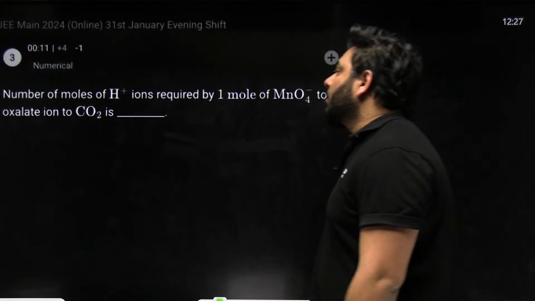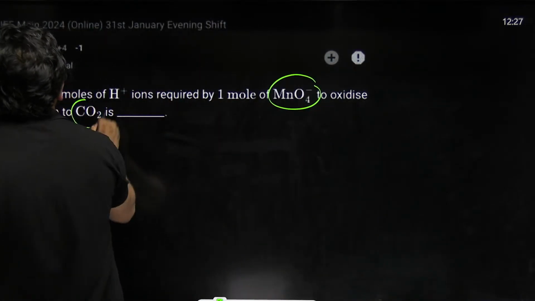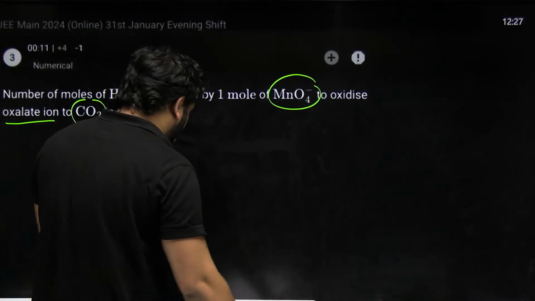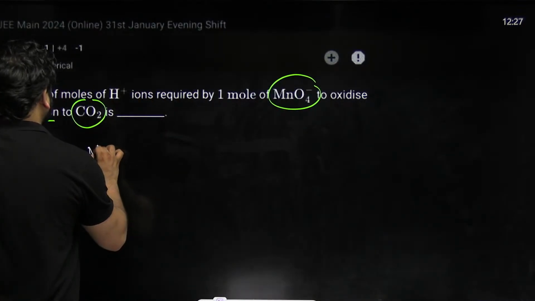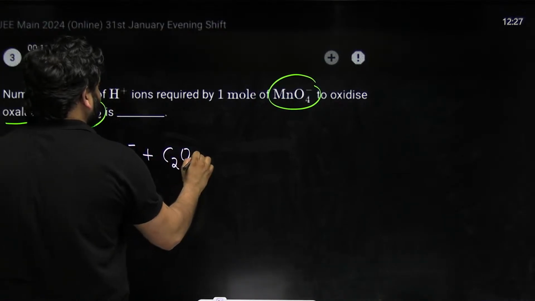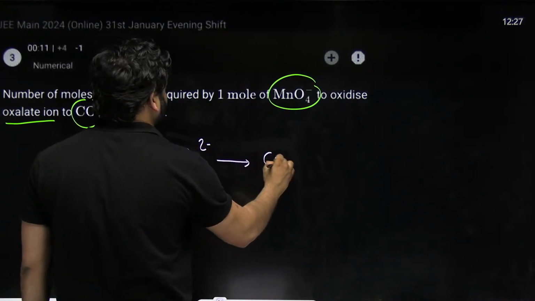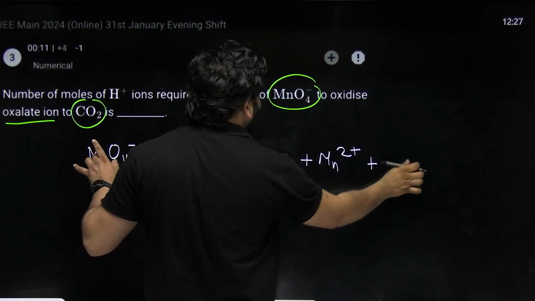Next question: the number of moles of H positive ions required by 1 mole of permanganate to oxidize oxalate to CO2. Very simple. What's happening here? MnO4 minus and C2O4 2 minus give CO2 and Mn2 plus, because we are carrying out this reaction in acidic condition.